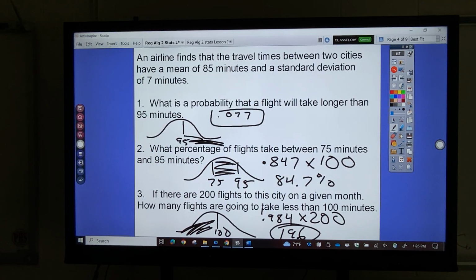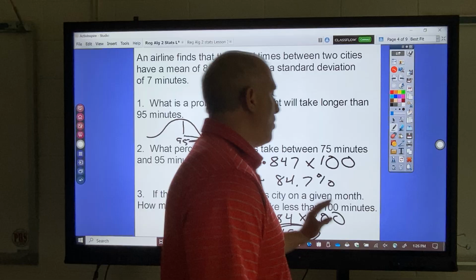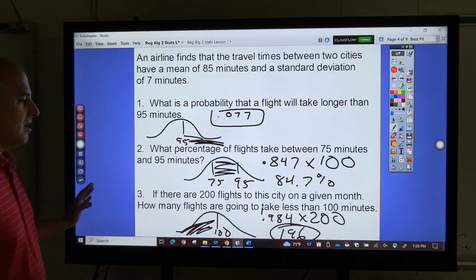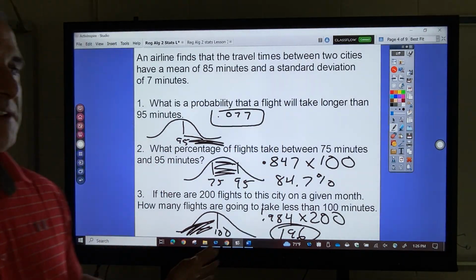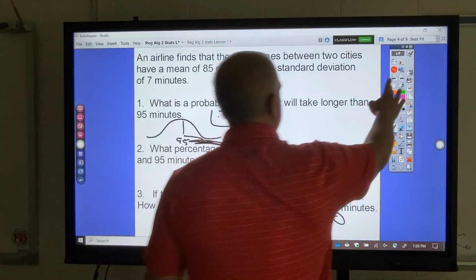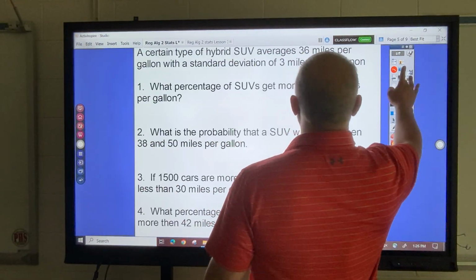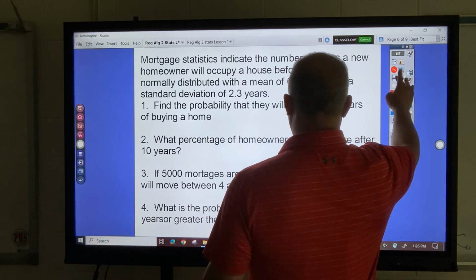Why is that important? Well, if there's a rule that says you have to be less than a certain amount of time, you want to make sure you know what you're doing there. So we want to make sure of that.